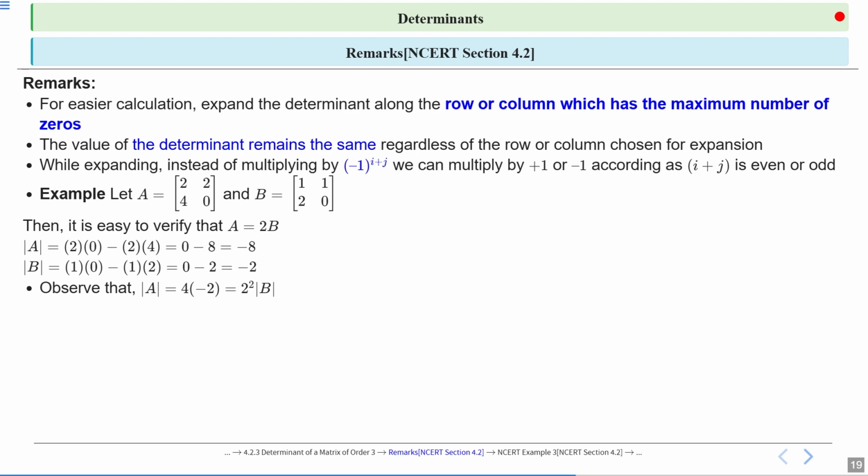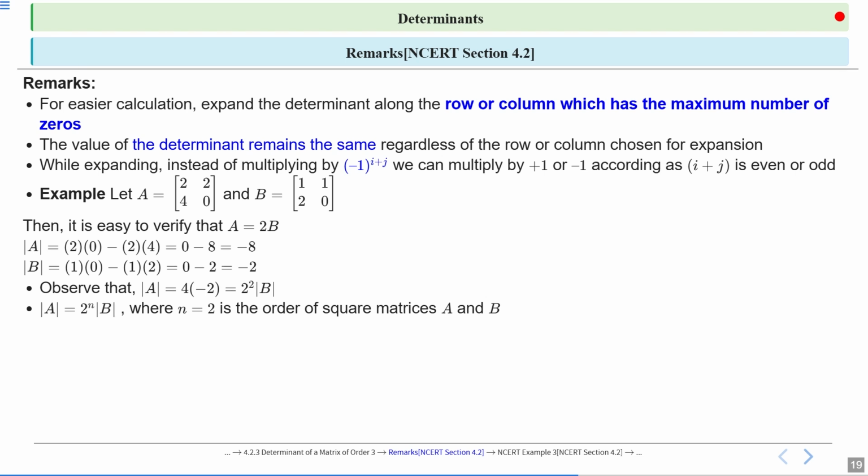So observe that determinant of A is equal to 4 into minus 2. Just a simple observation: determinant of A is minus 8 and determinant of B is minus 2. So we can write determinant of A as 4 into minus 2, and 4 is 2 to the power 2, that is 2 squared, and minus 2 is determinant of B. So we write determinant of A as 2 squared times determinant of B.